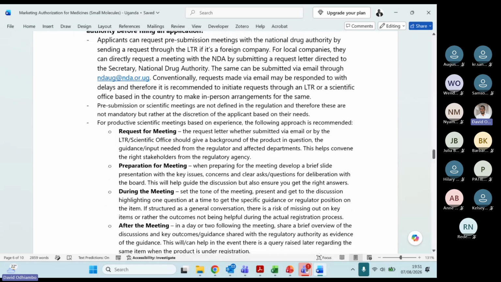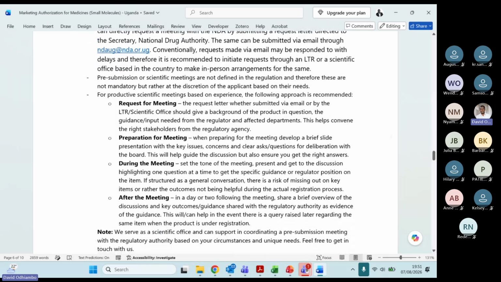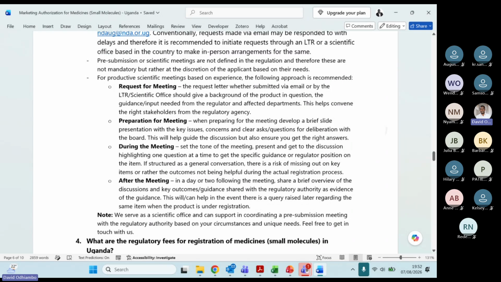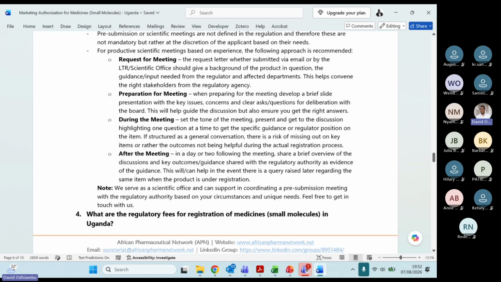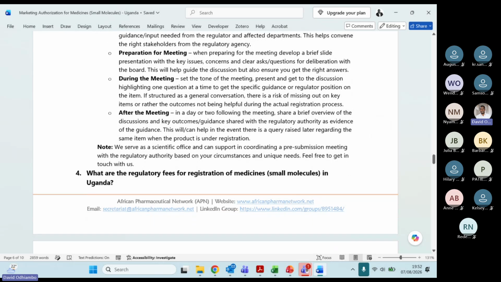Where necessary, if it is confirmed you're having a meeting, pre-submission meetings succeed based on planning. The recommendation is to make the request for the meeting and be clear on what agenda and what guidance you need from them. That will then inform them on who to bring into the conversation and how to coordinate the meeting when you're there. When you're preparing, have clear asks and have your key concerns and pain points where you have a problem. During the meeting, it is your responsibility, because it is you who has set the agenda. It's you who has requested the meeting. Set the tone for the meeting, present and get into the discussion, highlighting one question at a time so that you get specific guidance on that item.